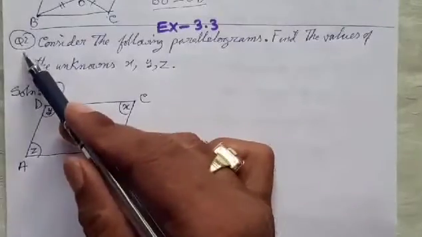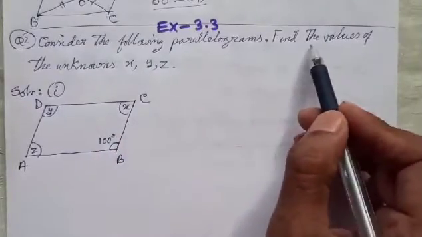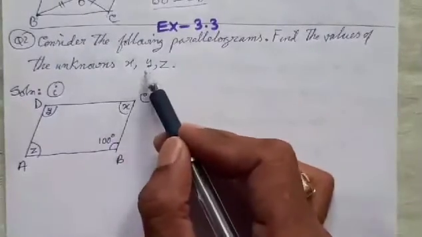Let's start this question number 2. Consider the following parallelograms. Find the values of the unknowns x, y, z.